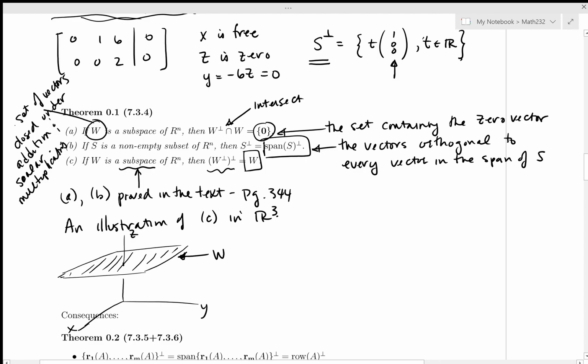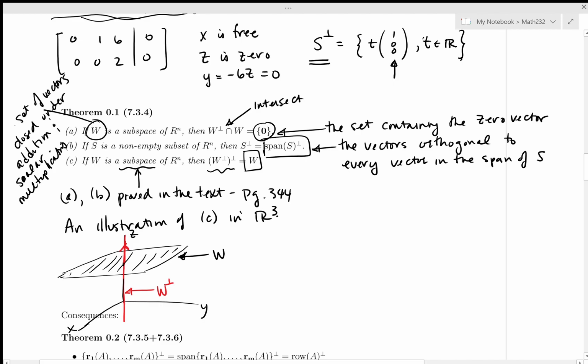Then I'm asking what vectors are in the orthogonal complement of that. So I'm thinking, okay, let me imagine every vector that is perpendicular to that plane. Okay, and that is a line. That is this line right here. I could put any sort of vector here that I want, like that. And this line, the z-axis, is going to be the orthogonal complement of W.